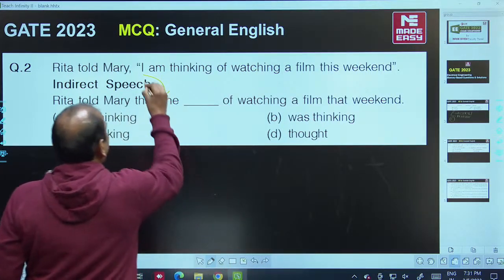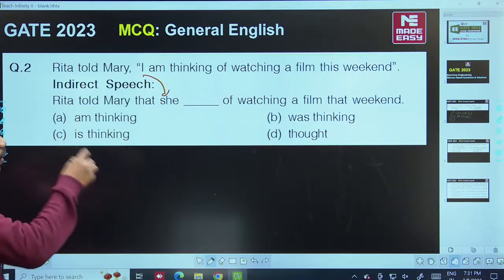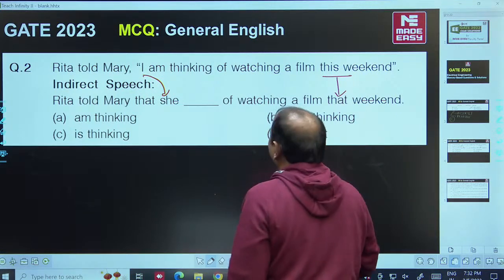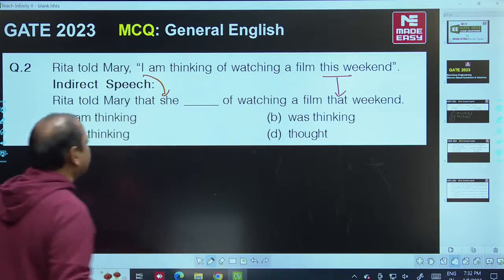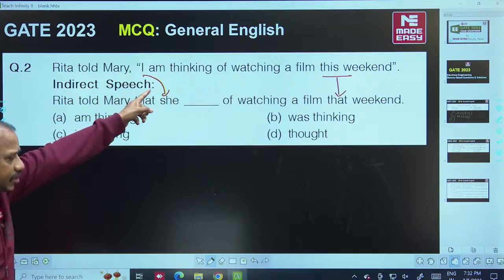Yeah. I became she. This is fine. This weekend, this becomes that. Time has changed. This is proper. Now tense also needs to change, right? Tense needs to change. If you look at the options, let's use elimination.